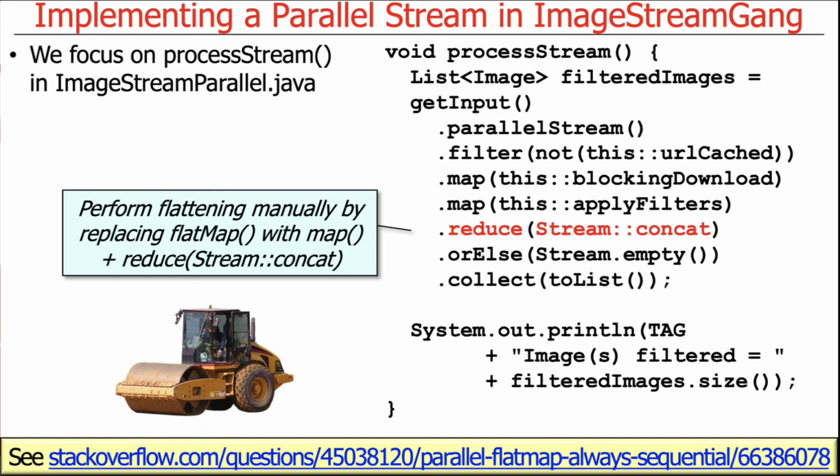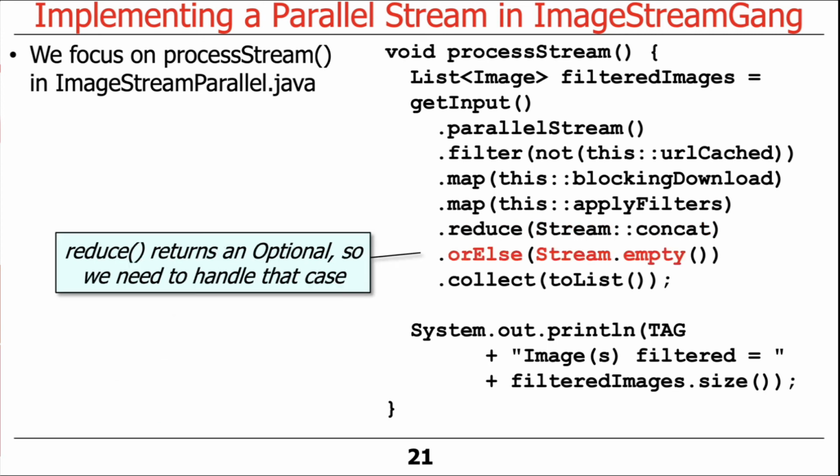And then we use reduce and Stream.concat to manually flatten that stream of streams of filtered images into a stream of filtered images. That's the parallel way of getting flatMap, because flatMap doesn't do what we would like. We would normally want to use flatMap here, but because of the quirks we looked at before, it doesn't work in parallel for some strange reason. You can read more about that here if you want to learn more about the underlying issues.